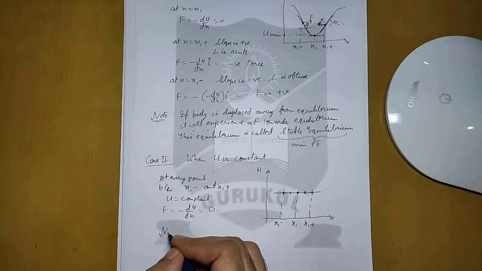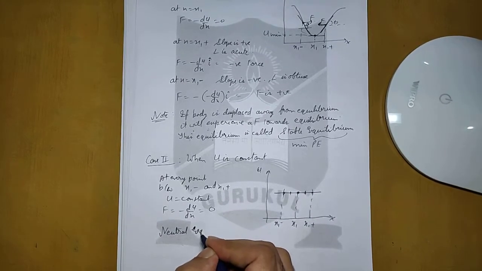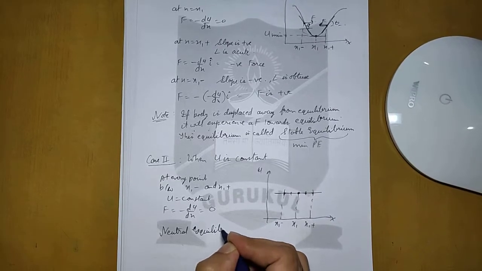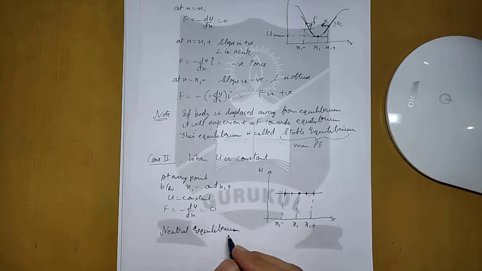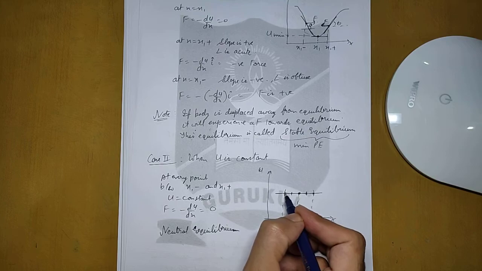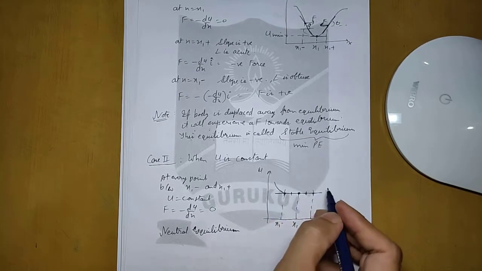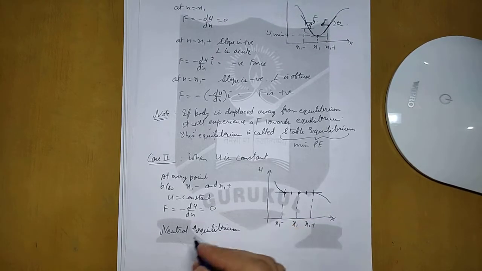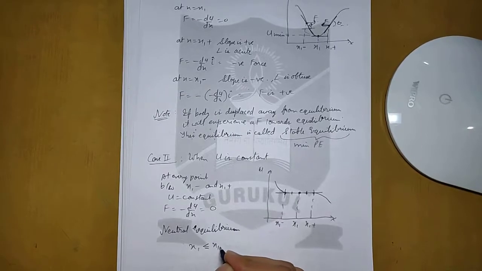Such equilibrium is called neutral equilibrium. We can also assume that before x1 minus maybe the body is having a variable potential energy like this, and after x1 plus it is like this, but between them, in this condition the body will be in neutral equilibrium.